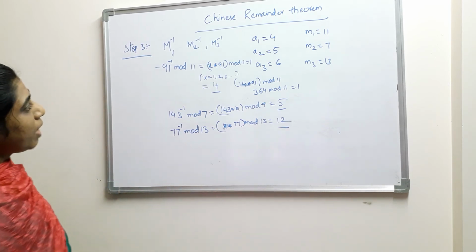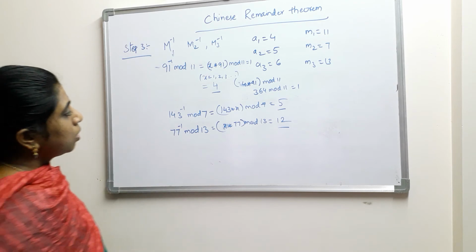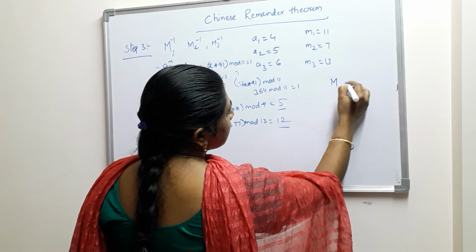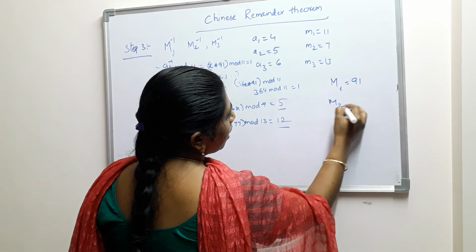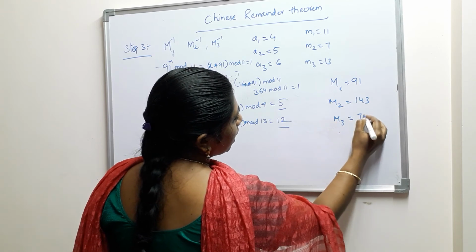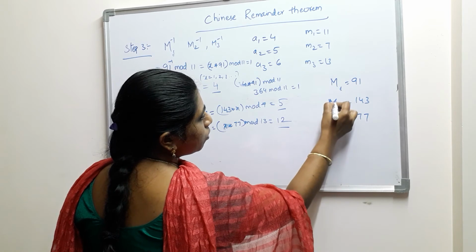Once you have got the values of the inverses, then we need to do the values. So here the capital M1 you have got as 91, and M2 you have got as 143, and M3 you have got as 77. So these are the capital values, M1, M2 and M3.